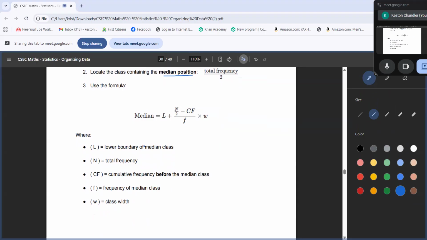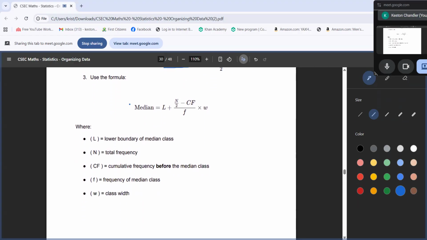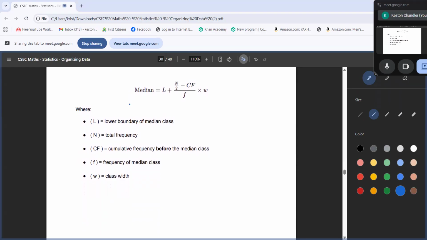L is the lower boundary of the median class. So we must be able to identify our median class by taking the total frequency divided by 2 to find where the median position is. We will find the median position based on the cumulative frequency column, and that will then translate or relate to our median class. We'll see it in an example shortly.